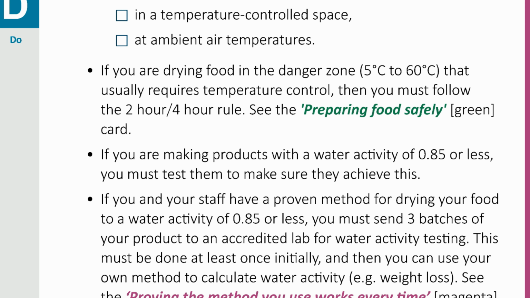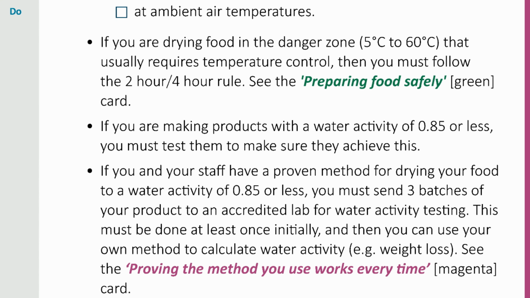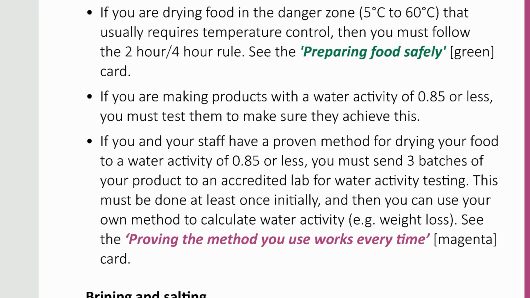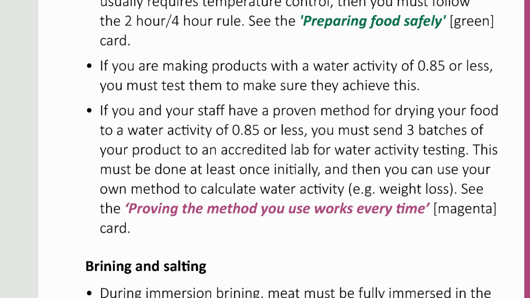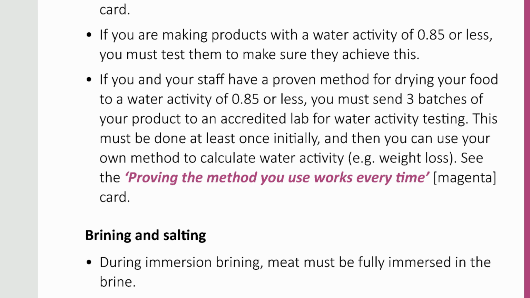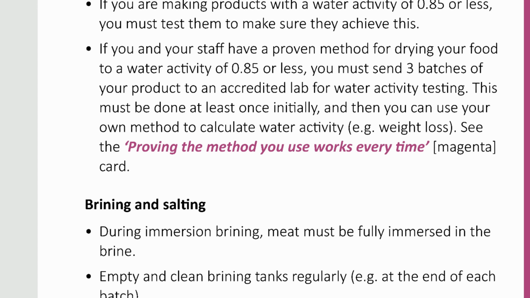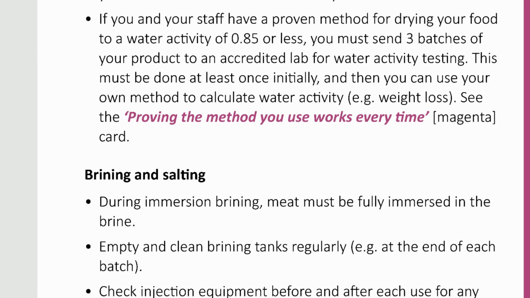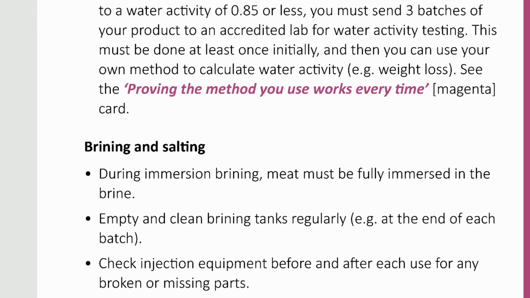If you are making products with a water activity of 0.85 or less, you must test them to make sure they achieve this. If you and your staff have a proven method for drying your food to a water activity of 0.85 or less, you must send 3 batches of your product to an accredited lab for water activity testing. This must be done at least once initially, and then you can use your own method to calculate water activity such as weight loss. See the Proving the Method You Use Works Every Time card.